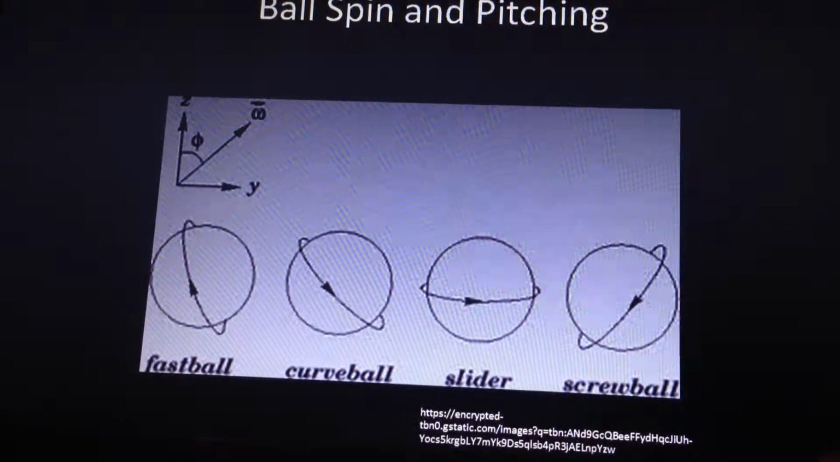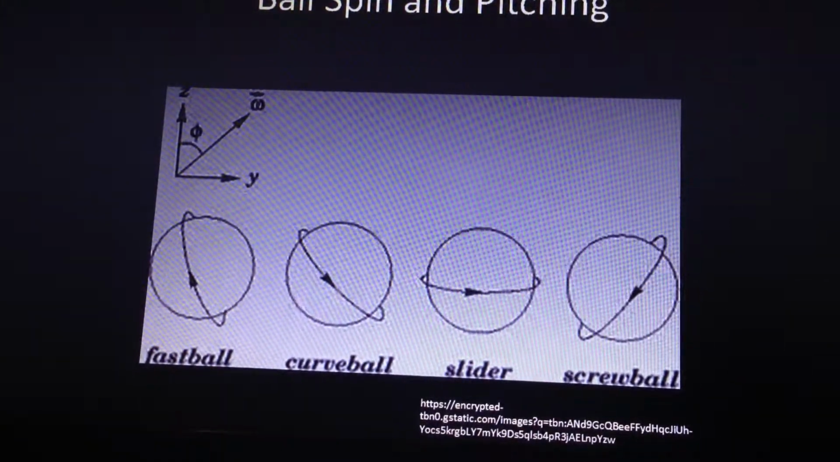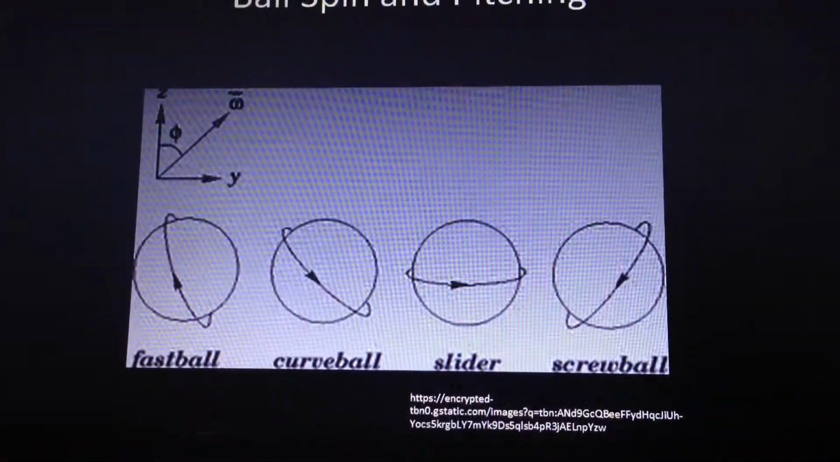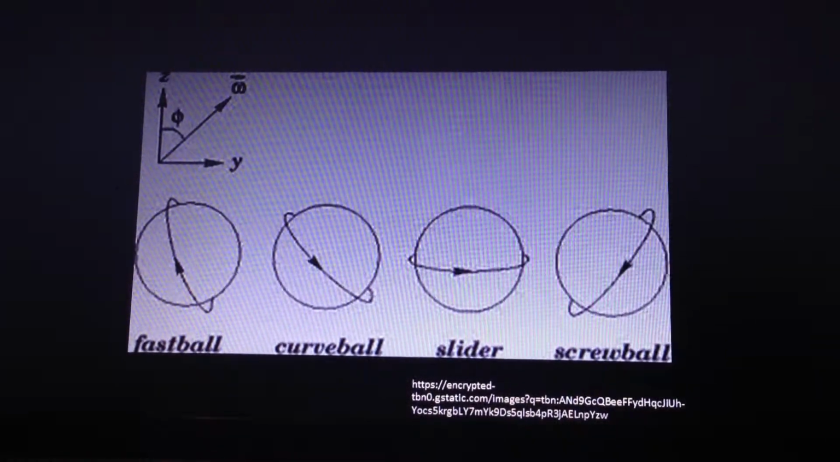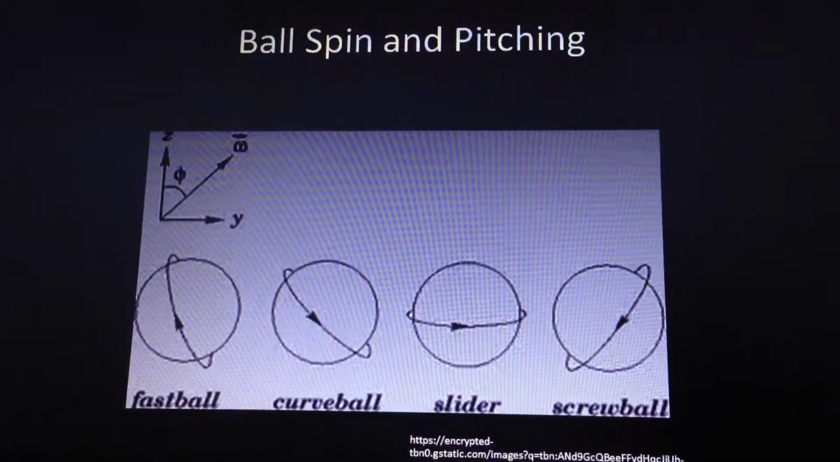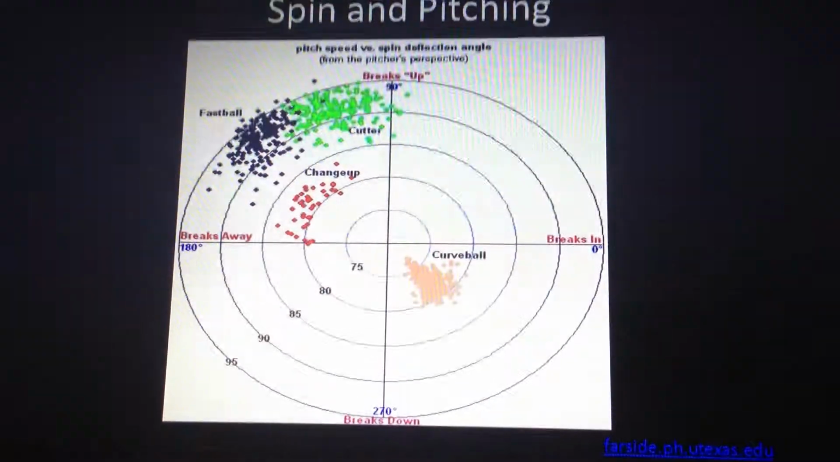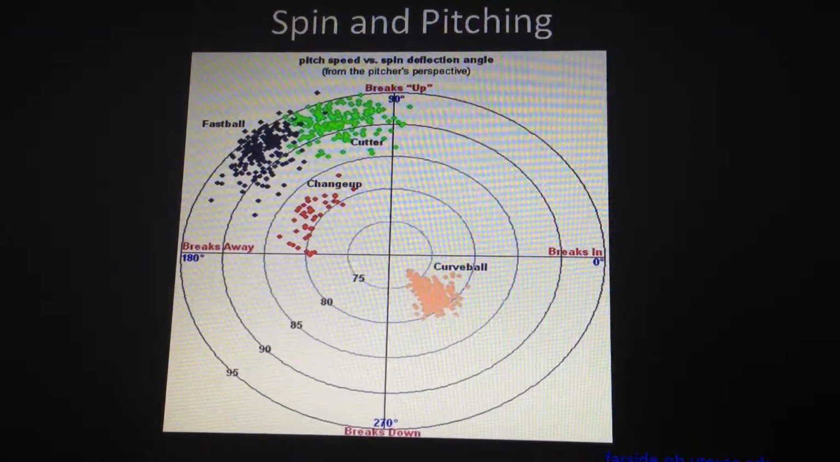Now, these can be incorporated when coming up with good new pitches, such as the fastball, the curveball, the slider, and the screwball. Different angles of spin are induced on the ball by the pitcher's fingering position, which can be used to make good, effective pitches. Here's a more quantitative way of looking at pitch speed versus spin deflective angle.